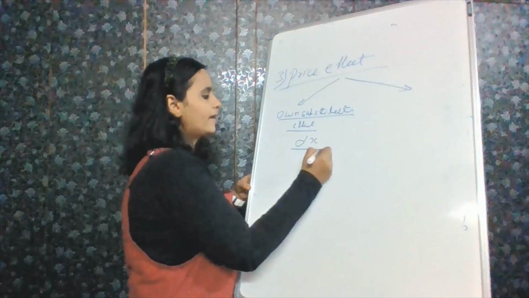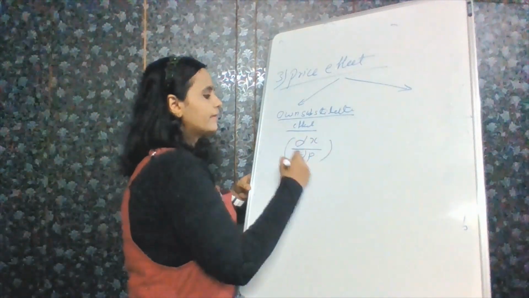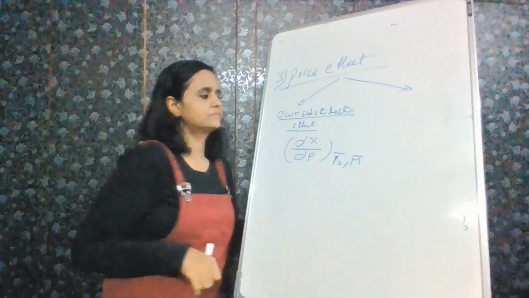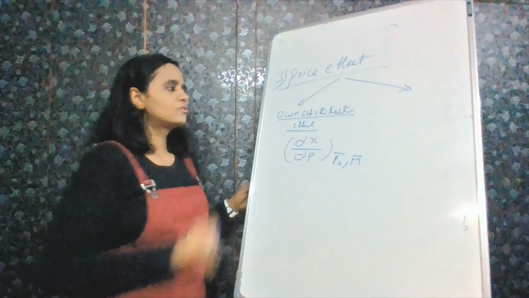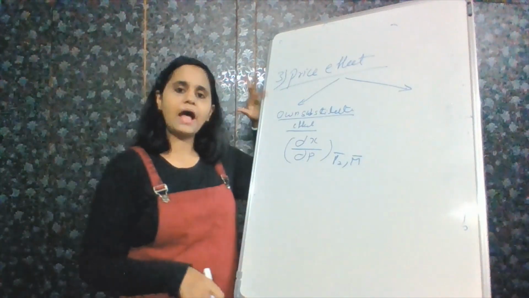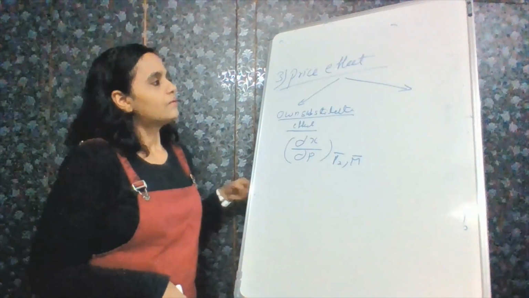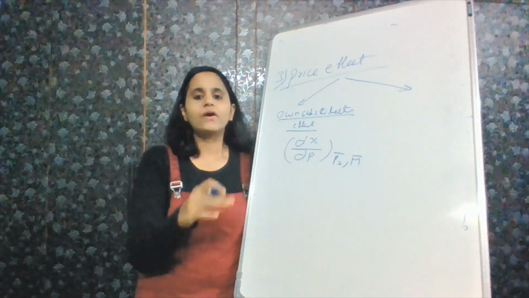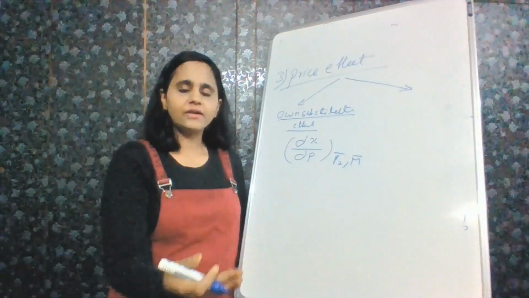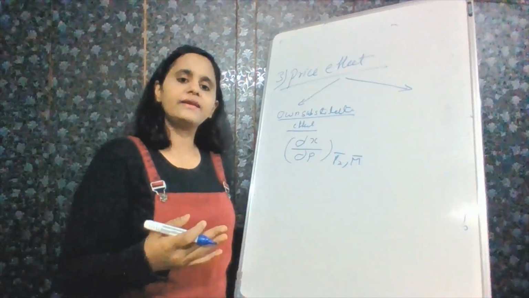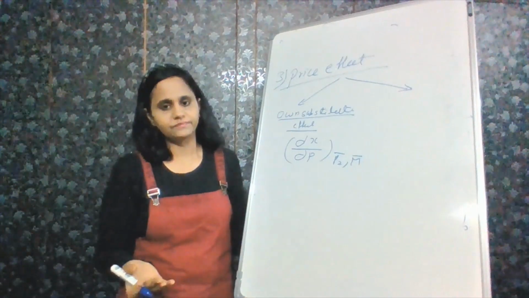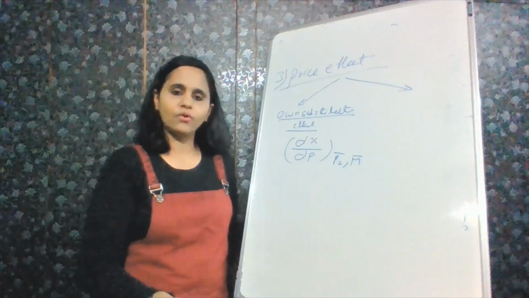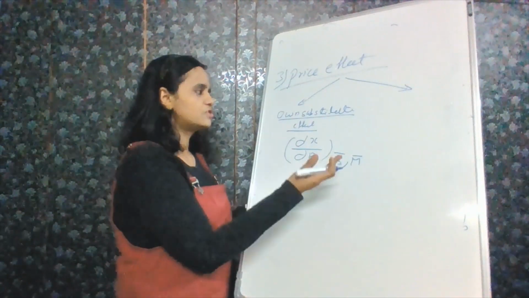It was dx by dp, keeping the price of the other good constant and keeping the income constant. That is your own substitution effect, which will definitely happen as part of your price effect. What is the other effect? Since the price of one good changes, it also impacts your income, because income ultimately becomes the expenditure.